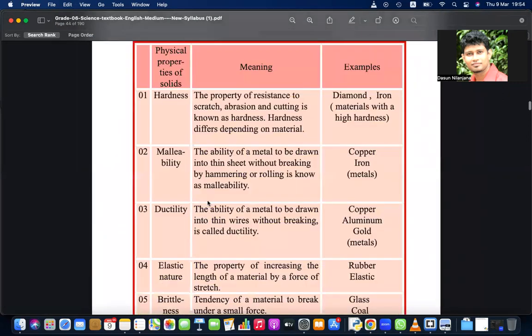We learn about that. Malleability means we can hammer it.